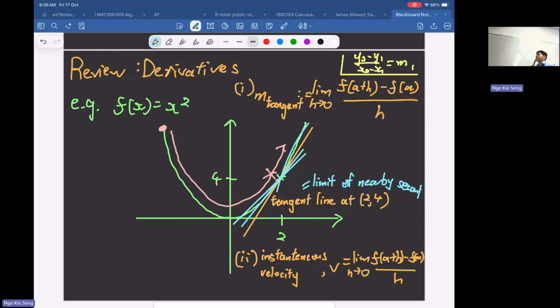So what's our a in this example? What's our a in this example I drew? Sorry, 2. Okay, our a is 2. So in our example, take a equals 2.